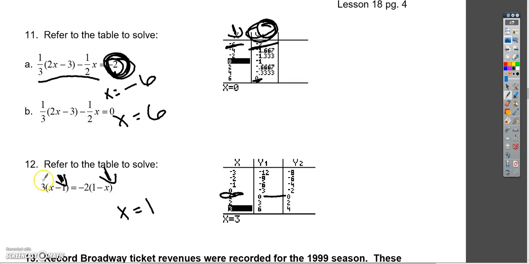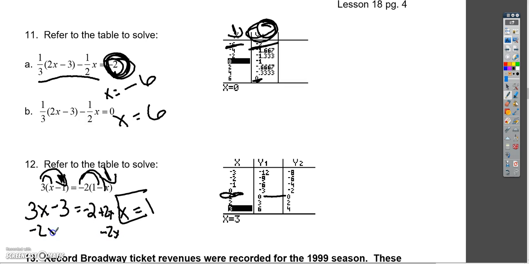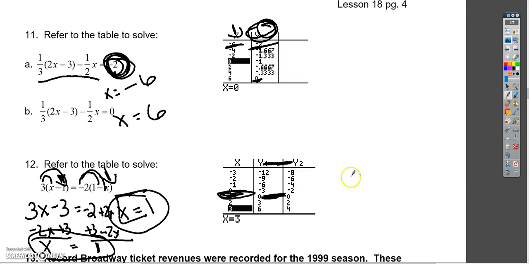So let's check that out. 3 times x is 3x. 3 times -1. -2 times 1. -2 times -x is +2x. Let's not get that confused. So we're going to subtract 2x and subtract 2x. That gives us 1x or x. Add 3 and add 3. And that equals 1. So yes, x equals 1. So what you see here is when your y equals are the same, that's when you know what x is going to equal.